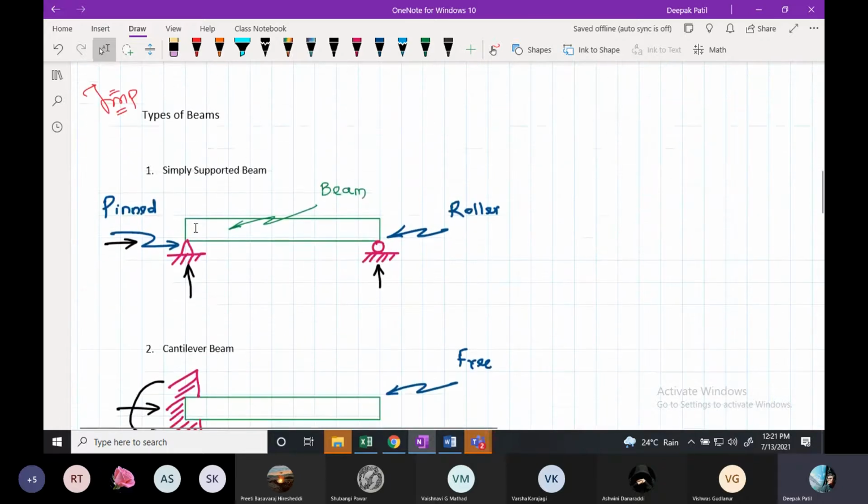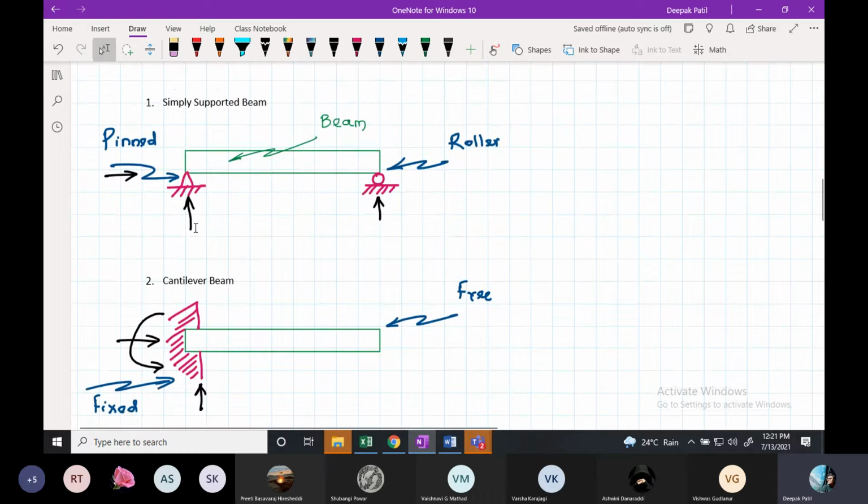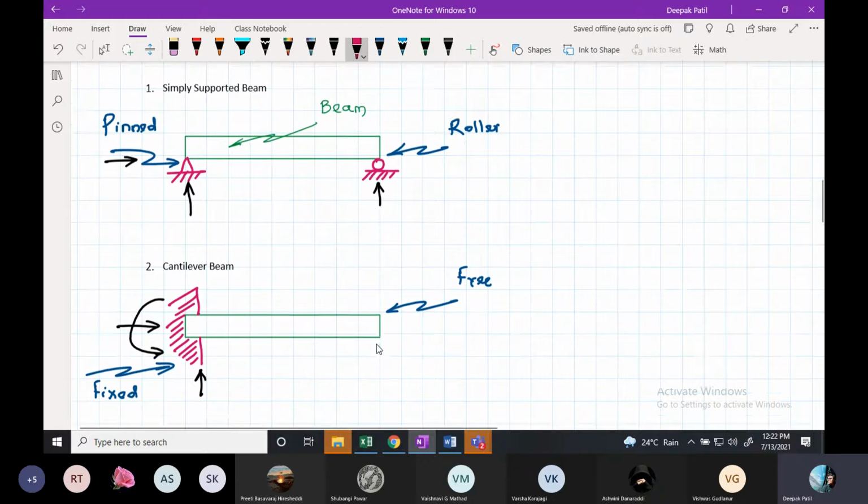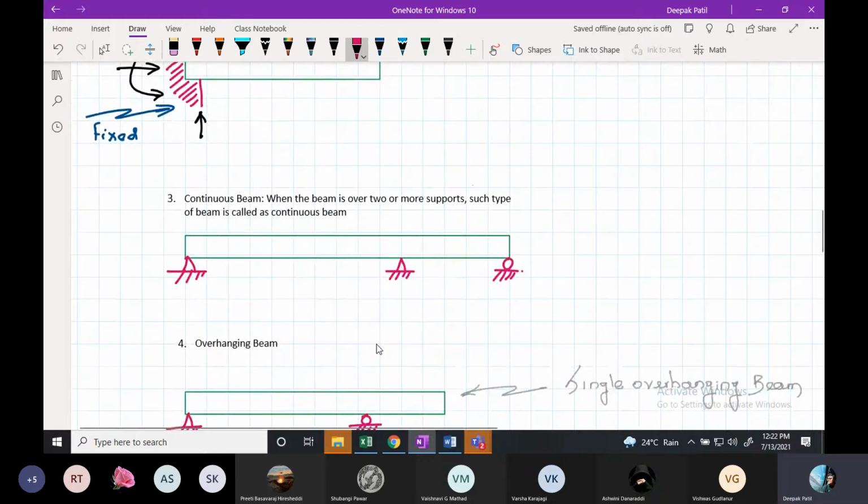Now, when I come to types of beams, the first one is a simply supported beam, where one end of the support is a pin and the other one is a roller. There is a cantilever beam, where one end of the beam is fixed and the other end is free. Free, I mean to say there is no support here. The third type is called a continuous beam, when the beam is over two or more supports.